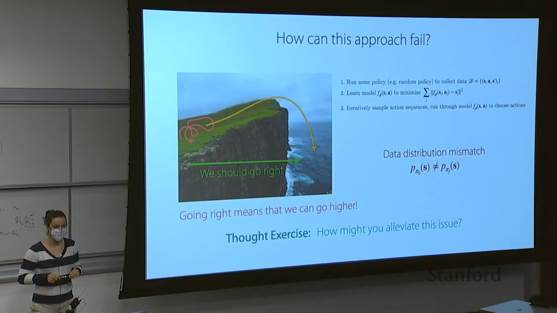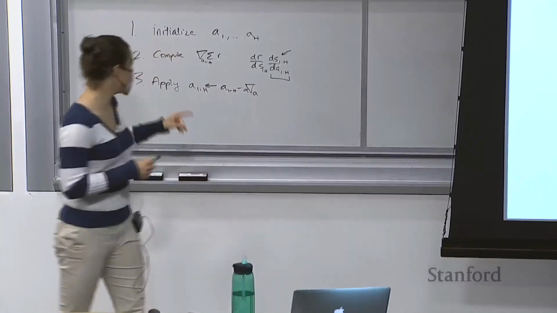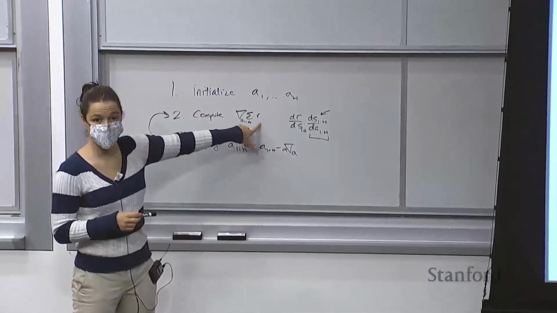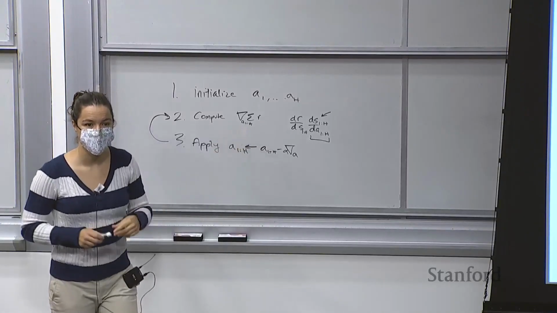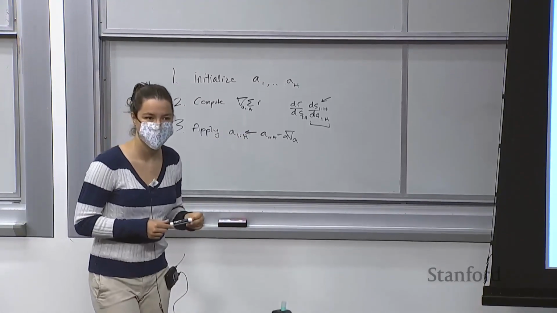Constrain your policy from being too far from the initial policy. Yeah, so when you optimize for actions, you could optimize not just for maximizing reward, but also for staying close to your initial policy. Other thoughts?